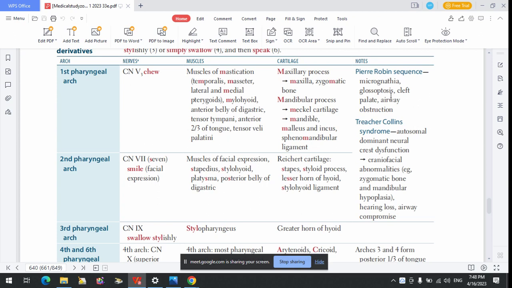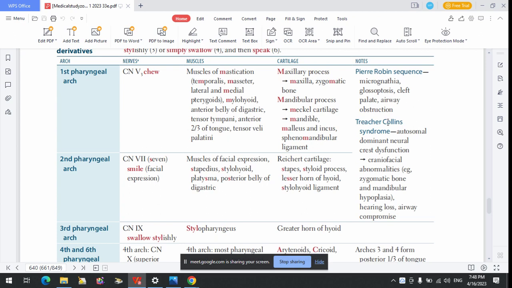The micrognathia is due to the mandibular hypoplasia. Apart from Pierre Robin and Potter, which other sequences do we have? I don't know any other one. I think those are the only ones that I know. That's fine.